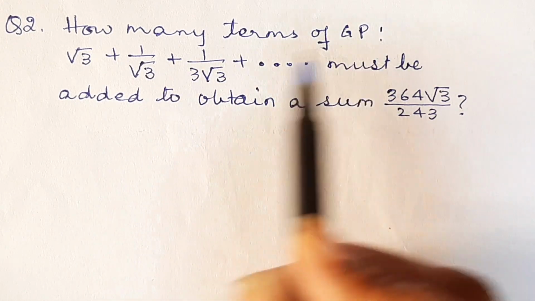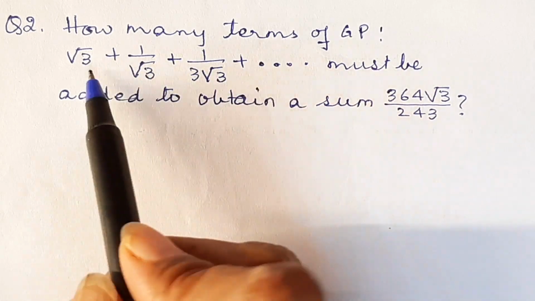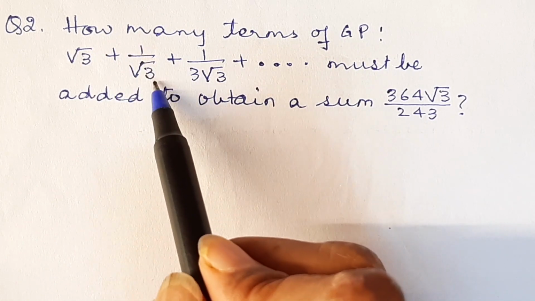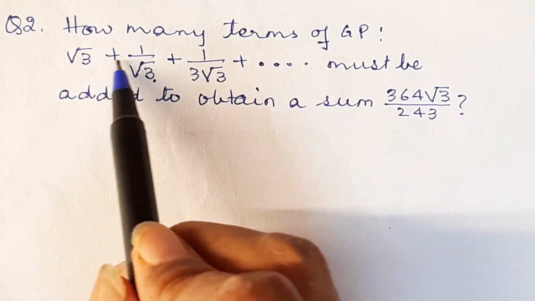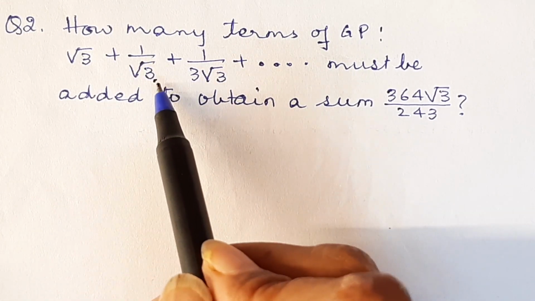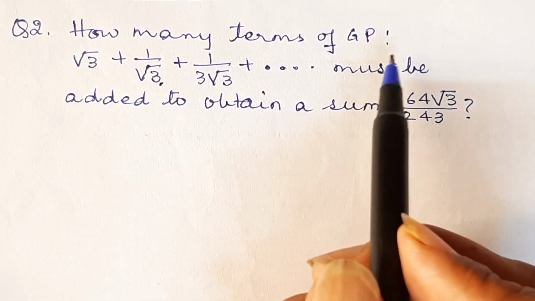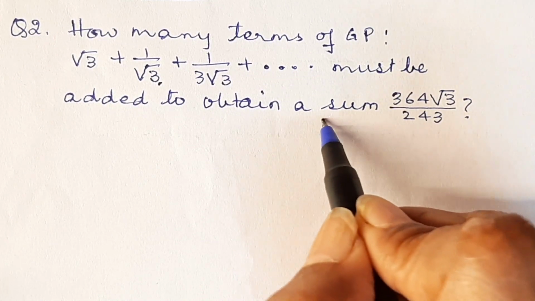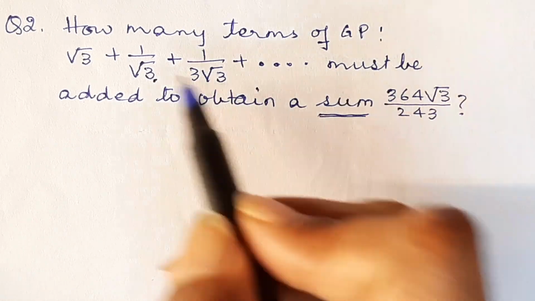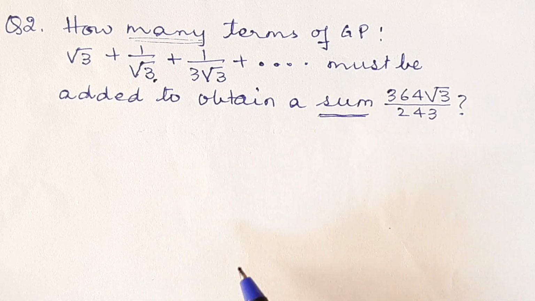Now here this GP can be represented with a plus or minus sign. It simply means that our first term is root 3, second term is plus 1 upon root 3. If it were minus here, then we would have said that the second term is minus 1 upon root 3. That's the only difference. So this is another way of representing a GP. Now we have a sum given to us, and we have to find how many terms, which means you have to find n.